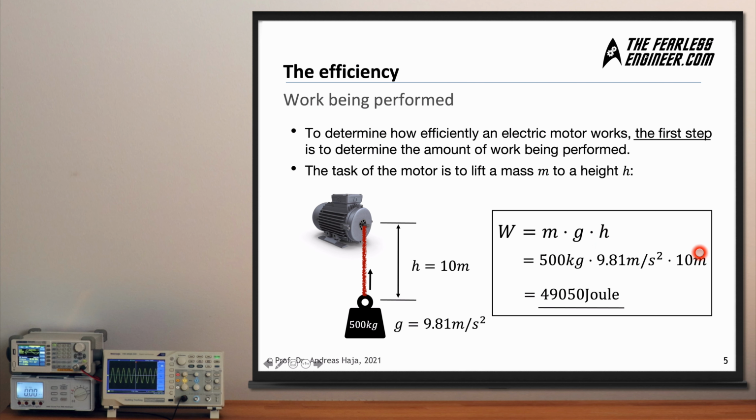And if we insert all the values, 10 meters, half a ton, 9.81 meters per square second, we arrive at 49,050 joules of work which is needed to lift this weight to the height of 10 meters. This is the useful amount of energy we need to invest in order to perform this work.